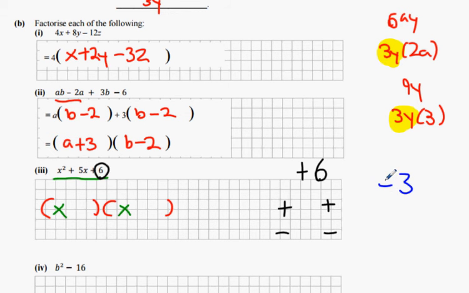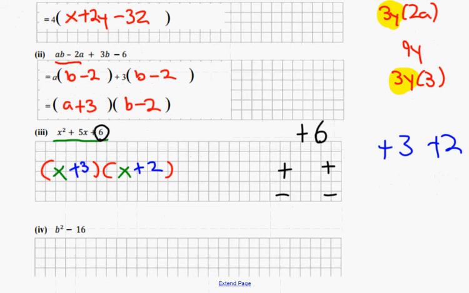Plus 3 plus 2. Okay. When you add them together, they give you 5. When you multiply them together, they give you plus 6. That's important. Everybody alright with that? What about the next one?